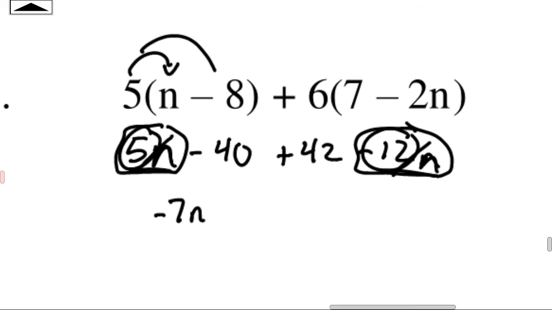And what is negative 40 plus 42? Remember, it doesn't matter what order you add these in, you're going to get the same thing. So it's easier to start with the positive. What's 42 minus 40? It leaves me with the positive 2.